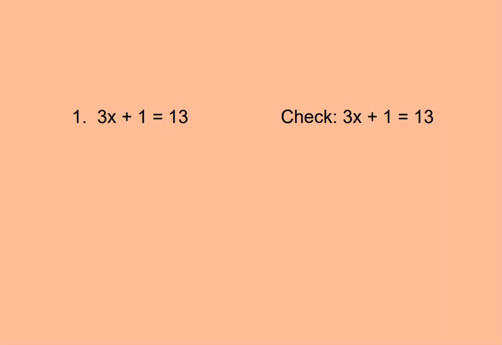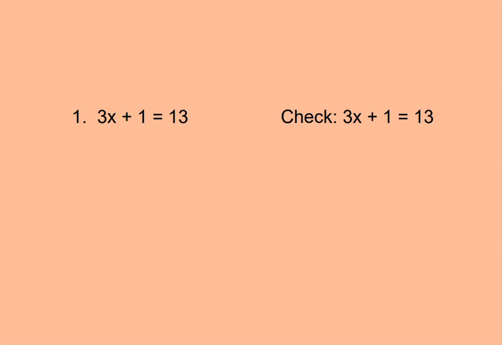In our first example, we have 3x plus 1 equals 13. Our goal is to get the x by itself. So the first step in solving a multi-step linear equation is to undo addition and subtraction. If we look at where the x is, there is a 3 connected to the x. When you see a number and a variable that are touching each other, that represents multiplication. And then we have plus 1 that's also on the same side of the equation.